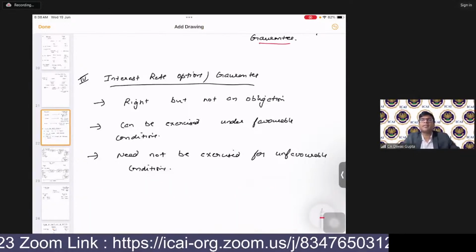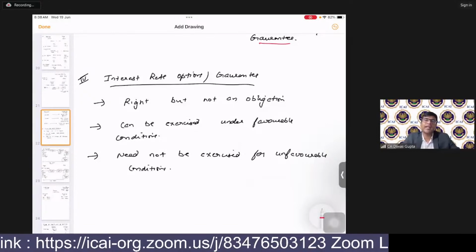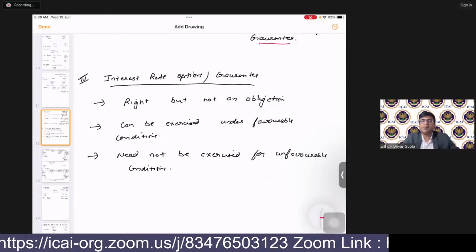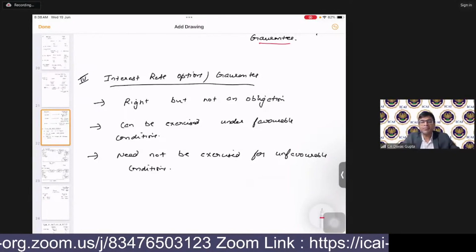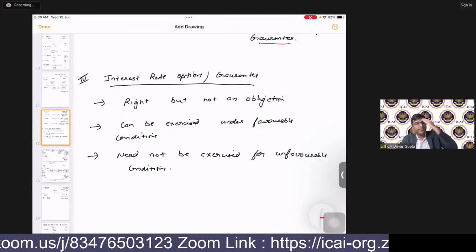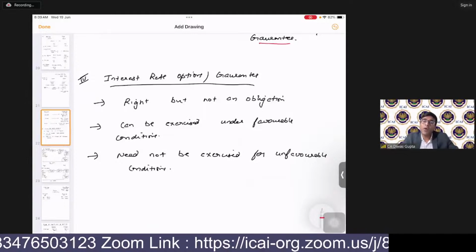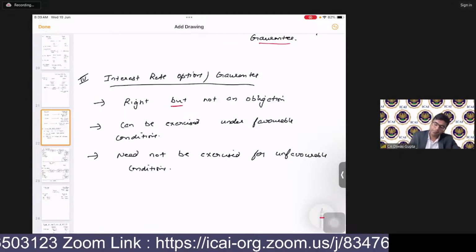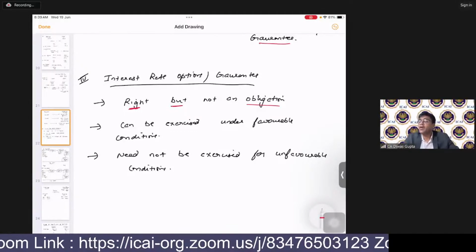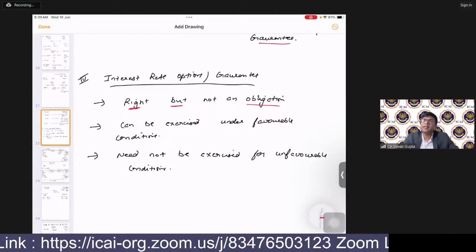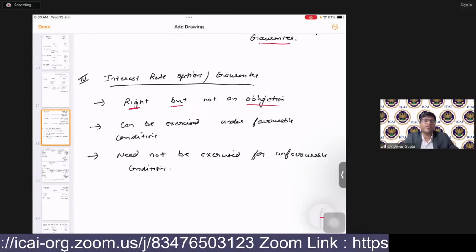So this is the fourth method, and this is one of the modern methods to hedge interest rate risk. First of all, students, I will borrow some of the learnings from derivatives. What was it? That an option is a right, but not an obligation. It's not a commitment as such. It's a right. Whether you want to exercise it or not depends on a lot of other factors.